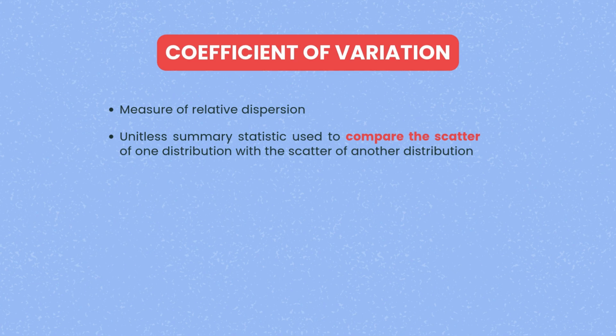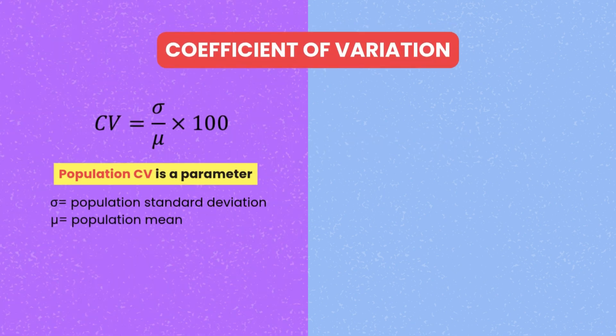When you calculate the coefficient of variation, it does not have a unit of measurement, because it will be expressed as a percentage. Formula-wise, we have the population coefficient of variation CV is the population standard deviation divided by the mean multiplied by 100. So let us dissect again the formula.